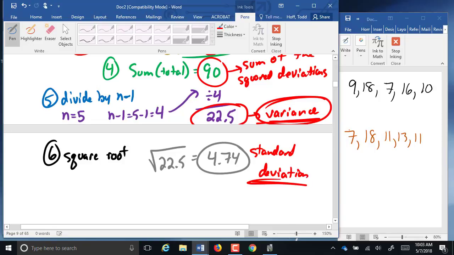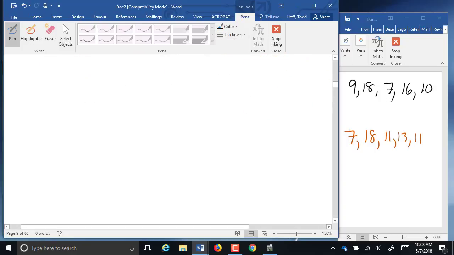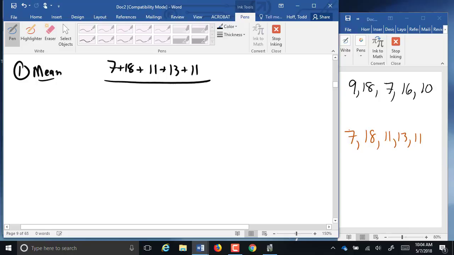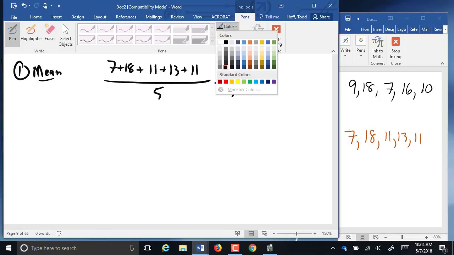Well, let's just practice. Let's repeat this process for that second data set. Compare it to the 4.74. What's step 1? We're going to find the mean. So 7 plus 18 is 25, plus 11 is 36, plus 13 is 49, plus 11 is 60. 60 over 5 is still 12. So we still got a mean of 12.